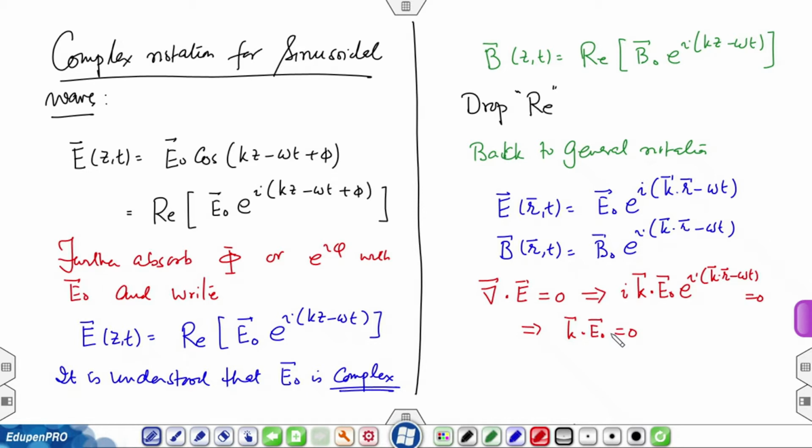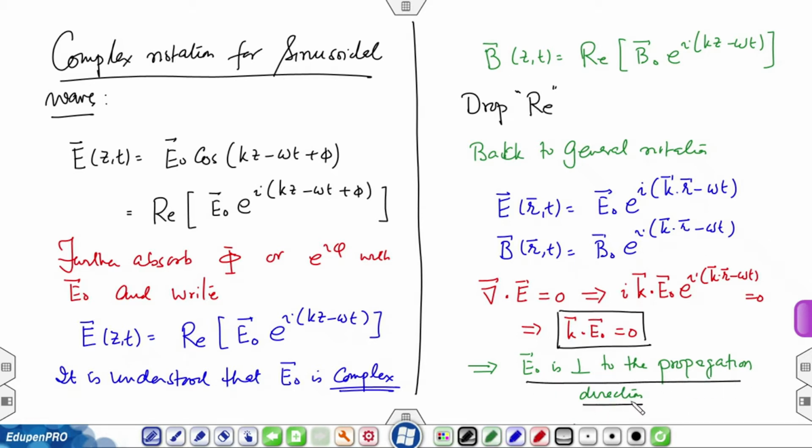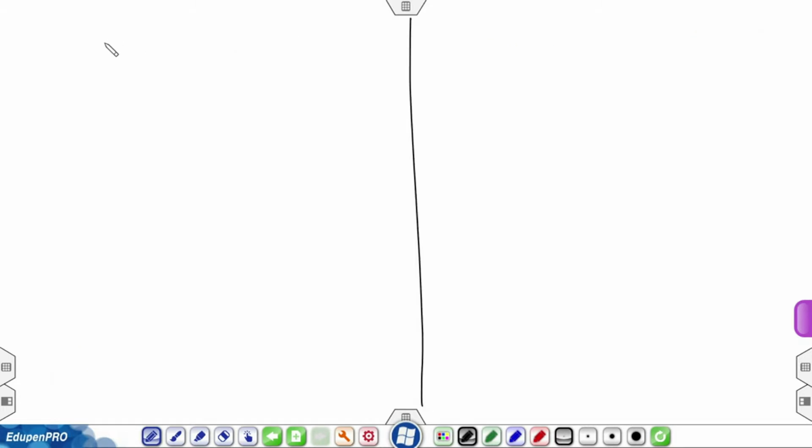You see, the wave equation gave me a solution, but now I have to put these further conditions. All 4 Maxwell's equations have to be satisfied, and that immediately puts a restriction that E 0, the amplitude, is perpendicular to the propagation direction. That is number 1, and underline this statement. Next, we see that divergence of B is also equal to 0, and this immediately implies k dot B 0 is 0.